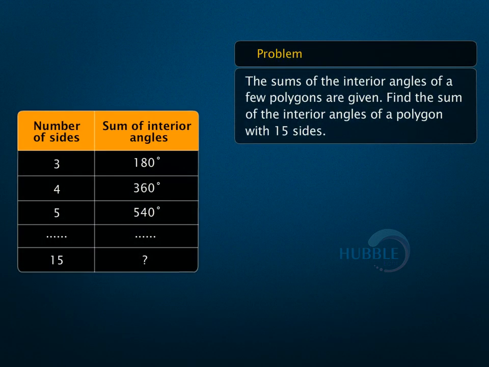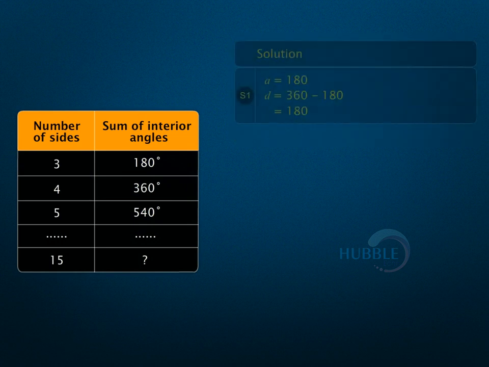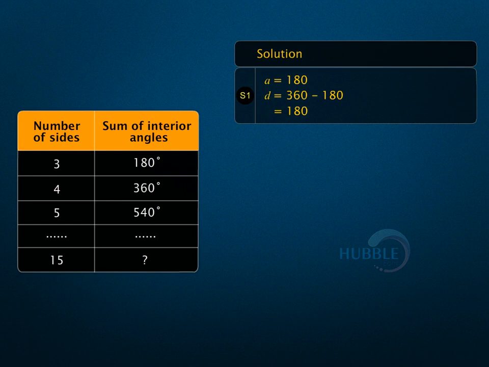The sum of the interior angles of a three-sided polygon, a four-sided polygon, and a five-sided polygon are given. Find the sum of the interior angles of a polygon with 15 sides. The difference between any two consecutive terms is 180. So, the terms are in arithmetic progression where a is the first term and the common difference is 180.